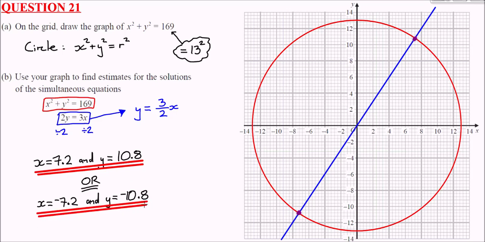Now we've got one more, the final question on the entire paper, question 22. For question 22, we're talking about geometric sequences. The second term of a geometric sequence is 3 plus 2 root 2. The third term is 13 plus 9 root 2. Find the value of the common ratio of the sequence and give your answer in the form a plus root b, where a and b are integers. You must show all your working.